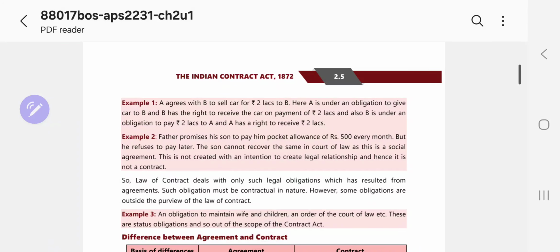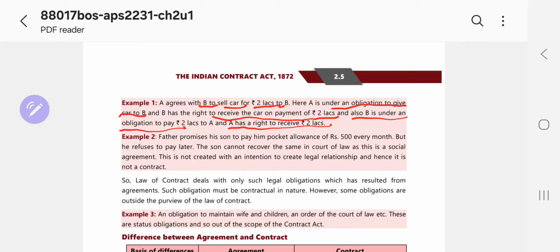Now coming to the example part, here you can see example 1. A agrees with B to sell a car for 2 lakhs to B. Here A is under obligation to give the car to B and B has the right to receive the car on payment of rupees 2 lakhs, and also B is under obligation to pay 2 lakhs to A and A has the right to receive 2 lakhs.